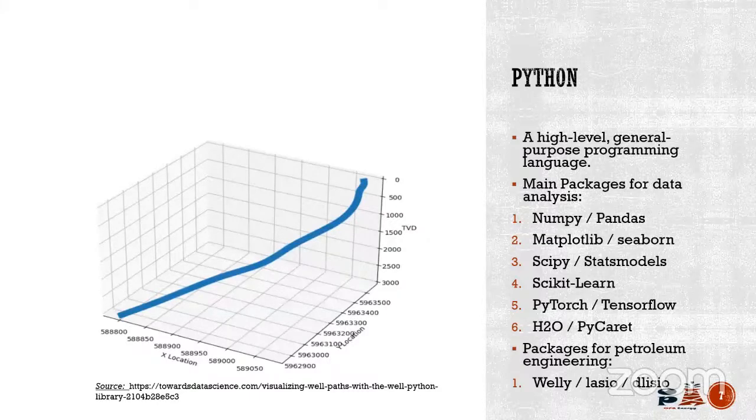And today we are going to use H2O for automatic machine learning. However, for petroleum engineering, there are some packages which we can use, which are already available for everyone to use, such as Welly, Lasio, and Glacio. For example, we could see here this 3D trajectory of a well that was introduced using Welly. You could find the source of the figure here, and you can check it if you want further details about how to use Welly, Lasio, or Glacio, because they are specific to petroleum engineering.